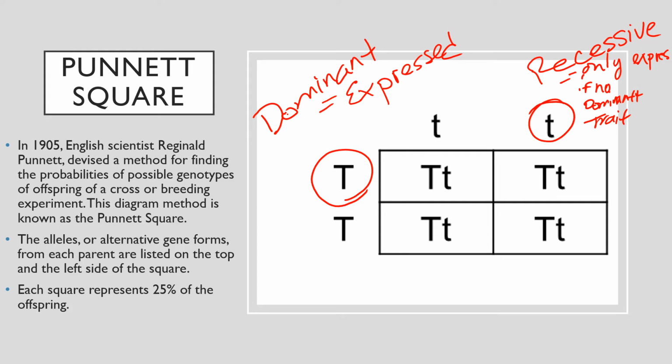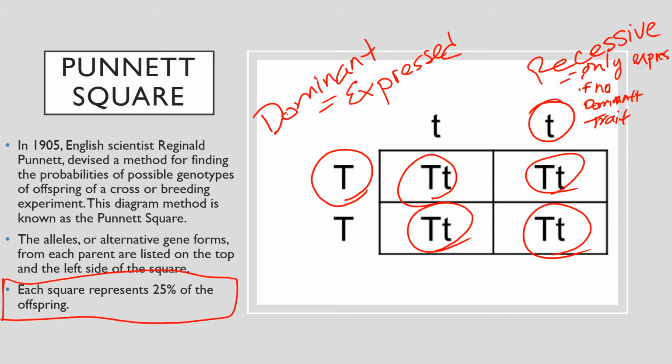So inside these boxes, we have 4 potential offspring. 1, 2, 3, 4. And each square represents a 25% chance of what that offspring will look like.